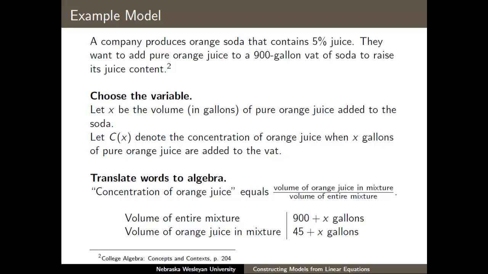And where does this 45 come from? Recall at the beginning of the problem that the 900-gallon vat of soda that we have, 5% of that is already orange juice. So 5% of 900, or 0.05 times 900, is giving me the 45 gallons of orange juice that are currently in the mixture. And then I plan to add another x gallons.